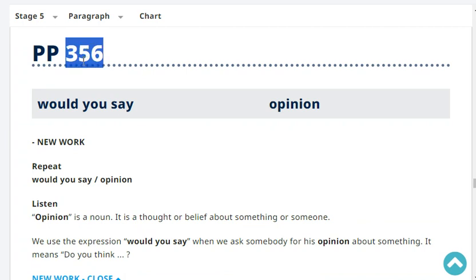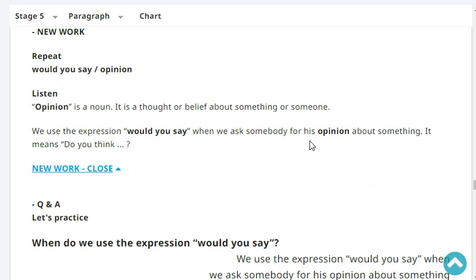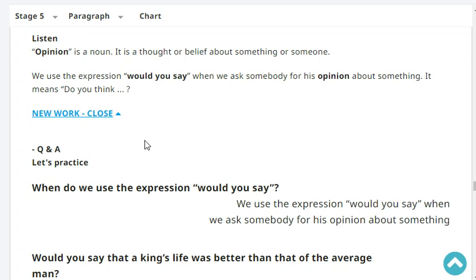Okay, listen. Opinion is a noun. It is a thought or belief about something or someone. When we use the expression would you say, when we ask somebody for his opinion about something, it means do you think? Okay, let's practice. When do we use the expression would you say?